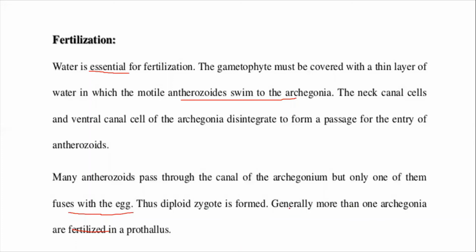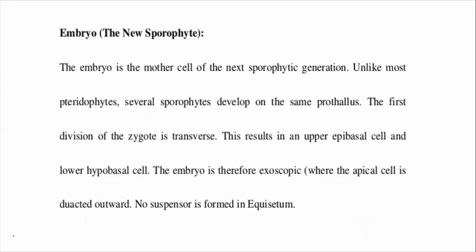Generally more than one archegonia are fertilized in a prothallus, and then they develop into the embryo. The zygote will develop into the embryo, that is a new sporophyte. This embryo is considered as the mother cell of the next sporophytic generation. Unlike the other, here several sporophytes develop on the same prothallus. The first division of the zygote is transverse. I'll show you this development also.